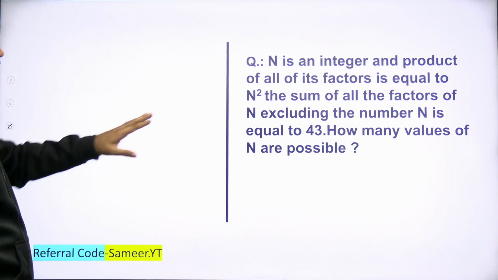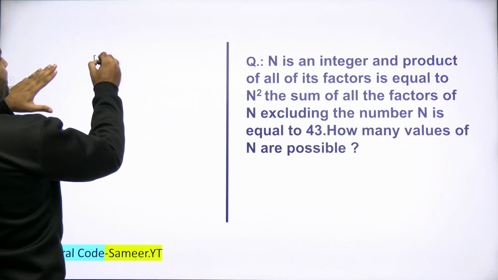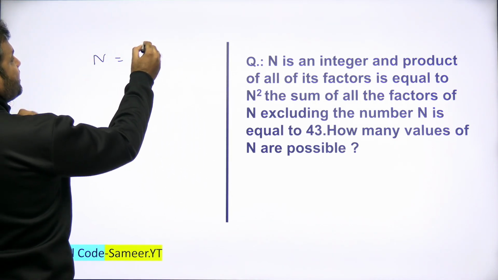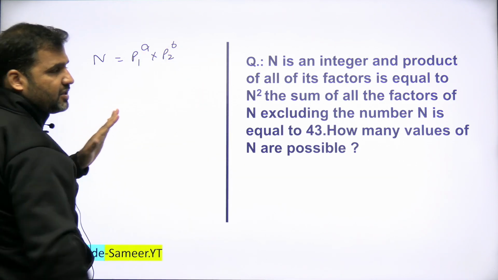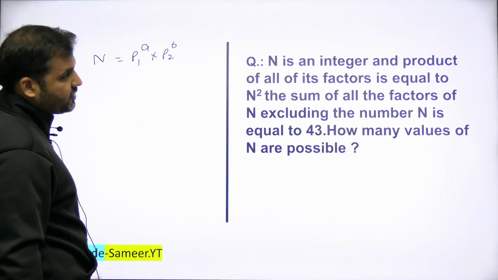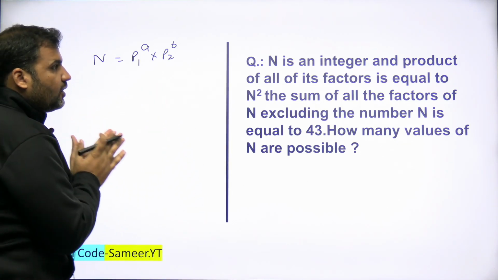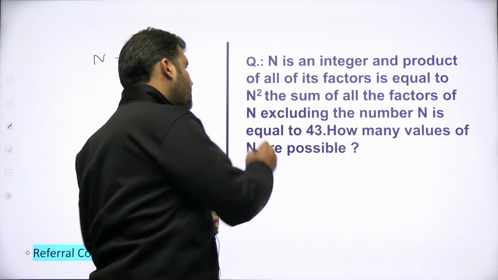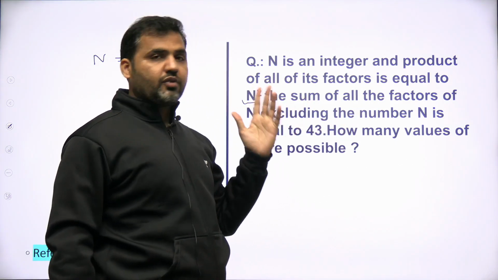Now, next, read this question. It says that n is an integer. Let's assume that n as an integer is p1 power a multiplied by p2 power b. It can even be p3 power c. That will depend on how many prime factors we have for the number n. Now, the product of all its factors is equal to n square, and the sum of all the factors of n excluding the number n is equal to 43.